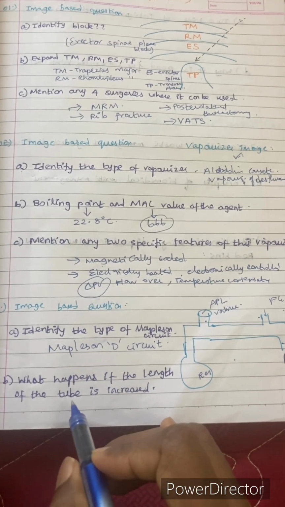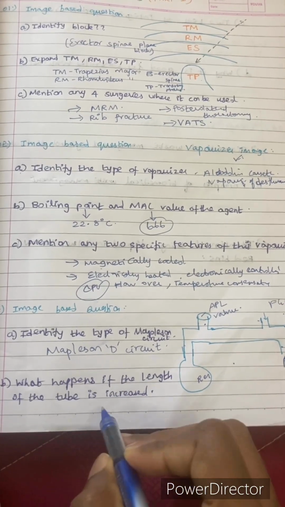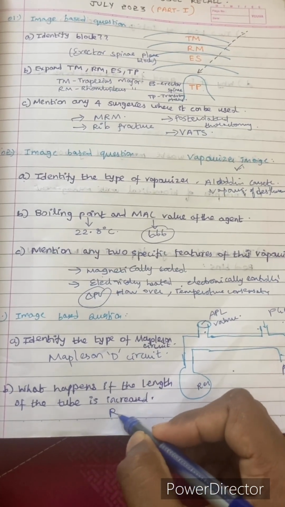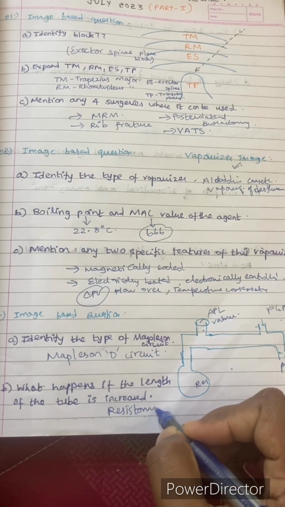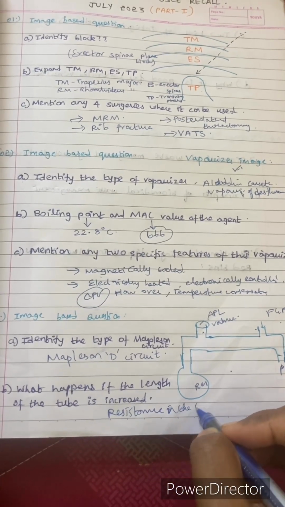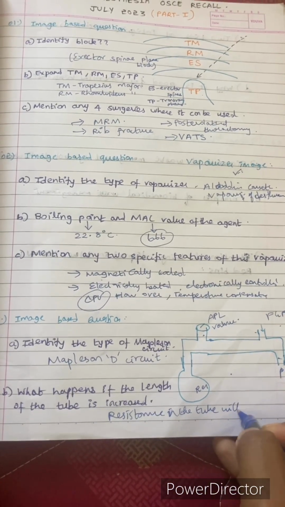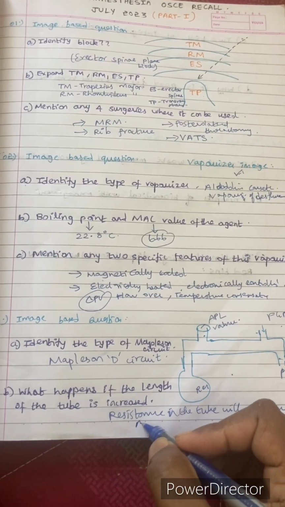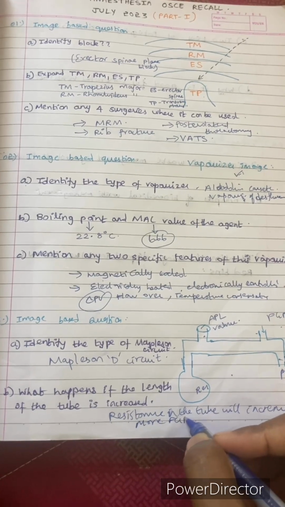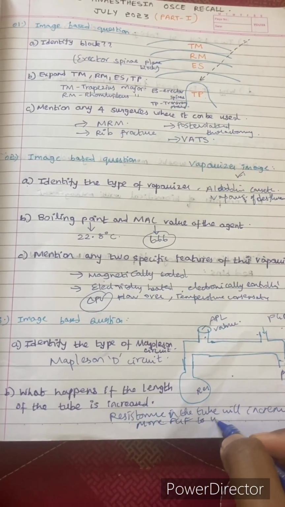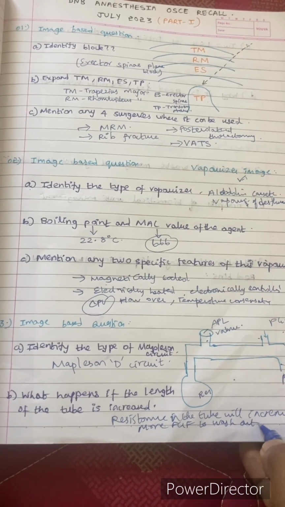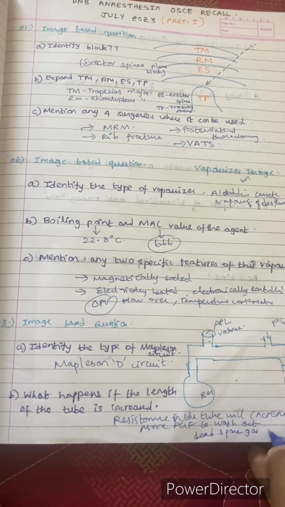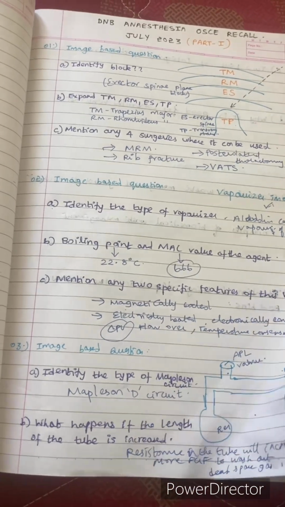The next question asks what happens if the length of the tube is increased. If the length of the tube is increased, the resistance inside the tube will increase, and also the volume of the circuit increases, so it needs more fresh gas flow to wash out the dead space gases. These two things will happen if the length of the tube is doubled.